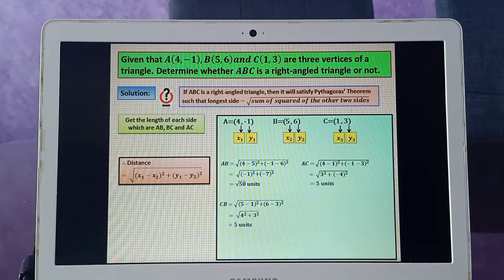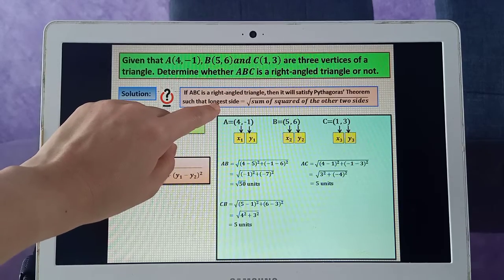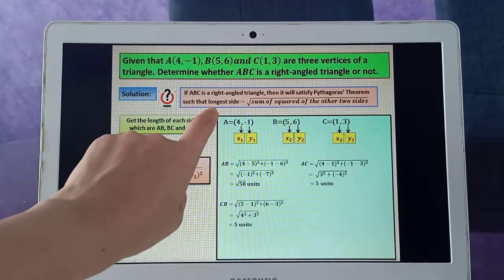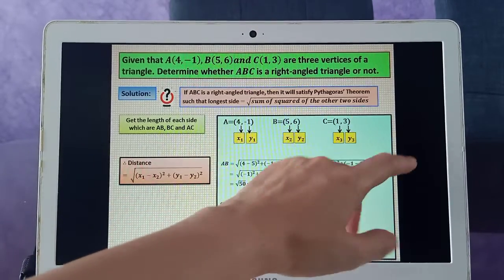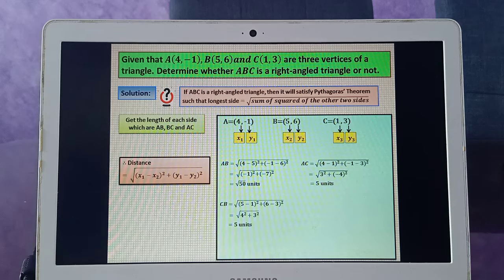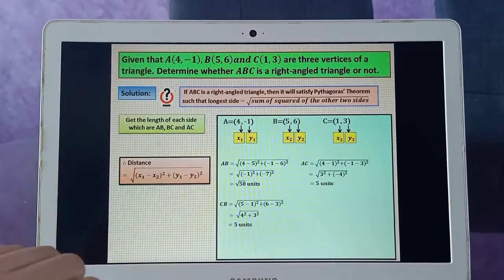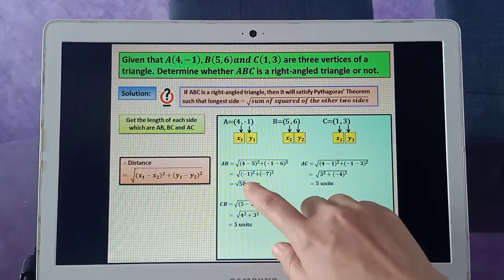Now after you get the length of each side, how are you going to determine whether it is a right-angled triangle or not? You need to prove whether this one is equal to the longest side. So now I need to get the square root of the sum of squares of the other two sides. How do I know which other two sides it refers to? First of all, you need to determine among these 3 sides, which side is the longest. You know already AC and BC, very obvious, the answer is 5 units. How about square root 50?